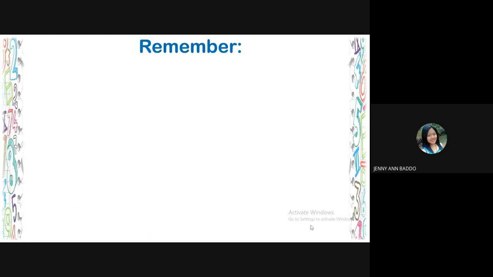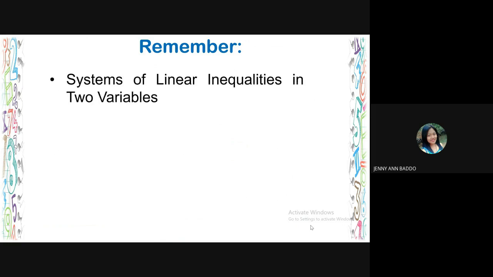Before we end, always remember that a system of linear inequalities in two variables consists of at least two linear inequalities in the same variables, and its solution is an ordered pair (x, y) that satisfies both or all inequalities in the given system.